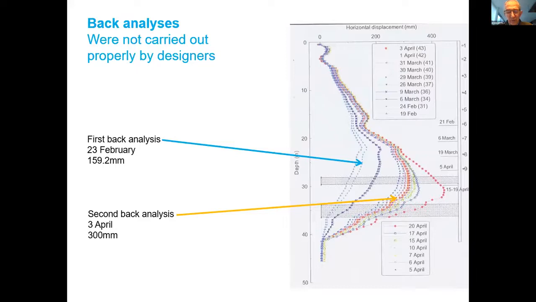They had to check what the conditions were, and revise the analysis if they wanted to, which they did. They said the wall was okay, and they reset the alarm limit to 300 millimeters by doing a back analysis, working out revised soil parameters, and then using those soil parameters to predict what would happen in the future as they could carry on work. So they resumed work, and by the 3rd of April, the wall had hit the 300 millimeter limit, and they stopped and did a second back analysis.